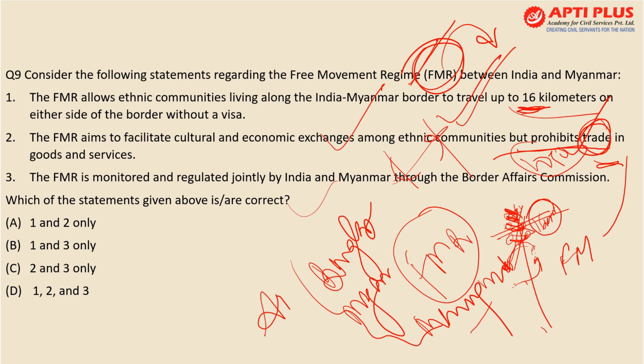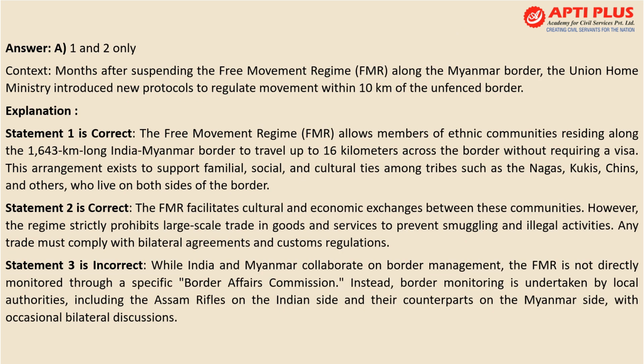इट इज मॉनिटर्ड जॉइंटली बाय इंडिया थ्रू बॉर्डर अफेयर कमीशन. सो दिस इज इनकरेक्ट, क्योंकि यहाँ पे कौन रहते हैं, हमारे आसाम राइफल्स रहते हैं. बॉर्डर अफेयर कमीशन भी रहते हैं, बट लार्जली आसाम राइफल मैनेज करती है. सो आवर आंसर विल बी 1 and 3. सॉरी 1 and 2, बिकॉज 1 3 में तो हमारे को आसाम राइफल रहती है.